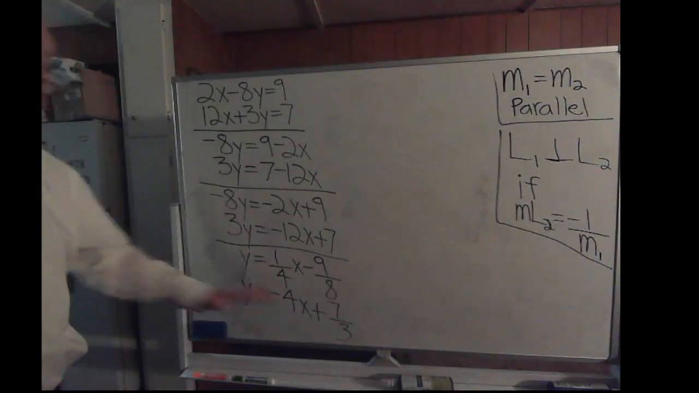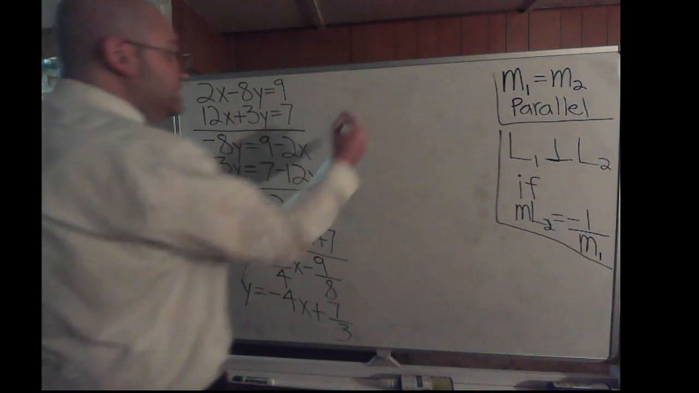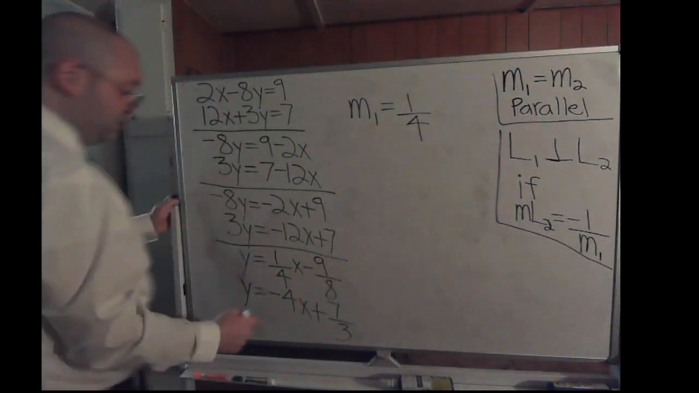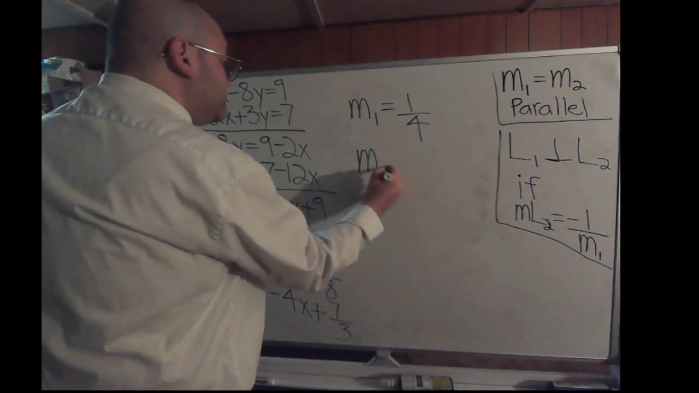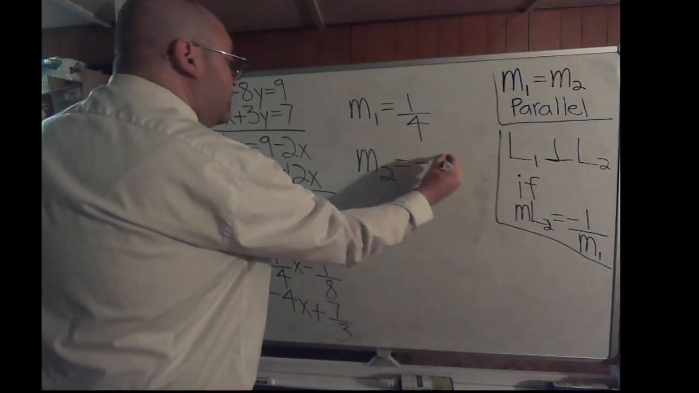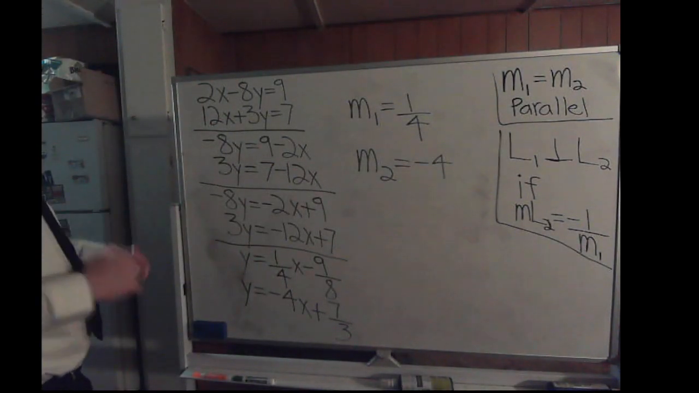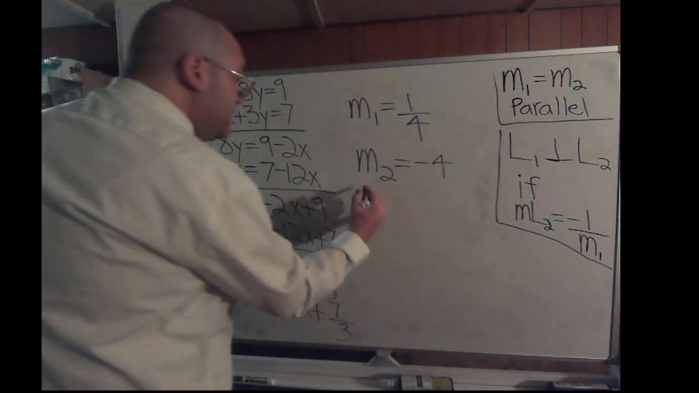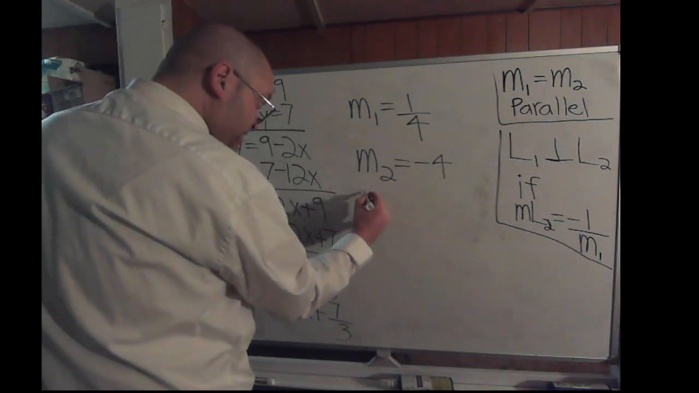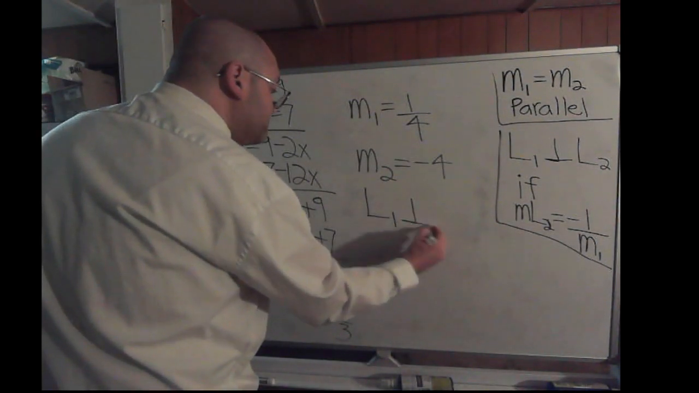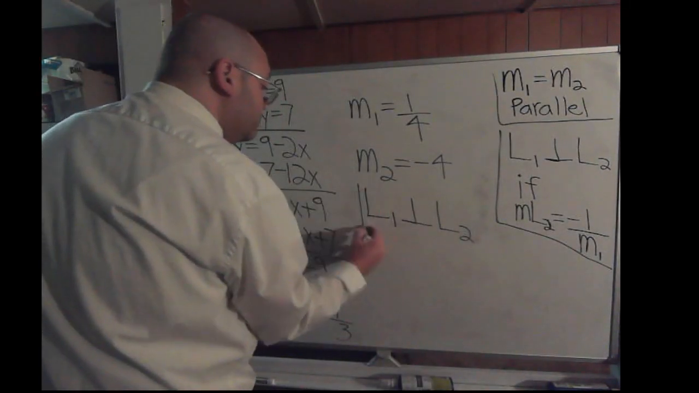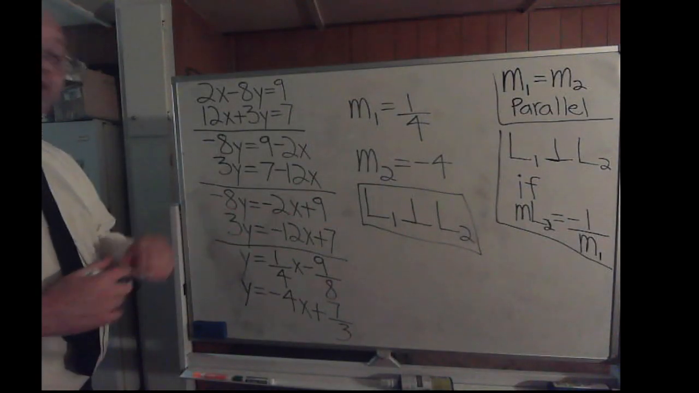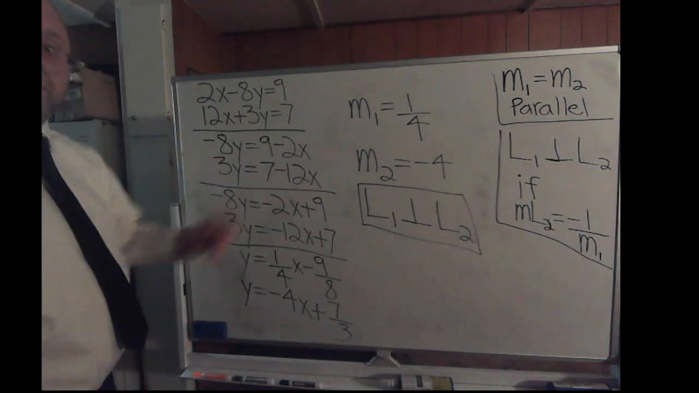Now we need to deal with our slopes. So the first slope is 1/4. Slope 1 is 1/4. Look at the slope of the second line. The slope of the second line is negative 4. Well, 1/4 and negative 4 happen to be negative reciprocals of each other. Since these are negative reciprocals on their slopes, it is safe to say that line 1 is perpendicular to line 2. So these two lines, therefore, are perpendicular, since the slopes are negative reciprocals.